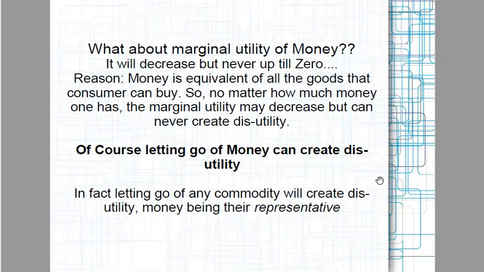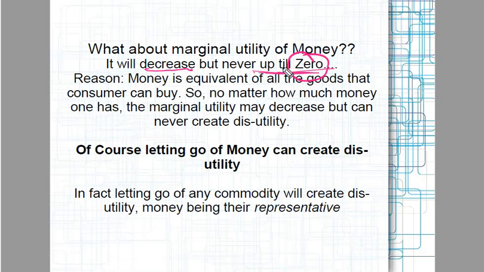Now another thing is, what about something that we discussed in the beginning? What about the marginal utility of money? It says that it will decrease but never up till zero. I've written it, but at the same time I'm also questioning it, that maybe it will not decrease. But one thing is for certain, that it will never go to zero.